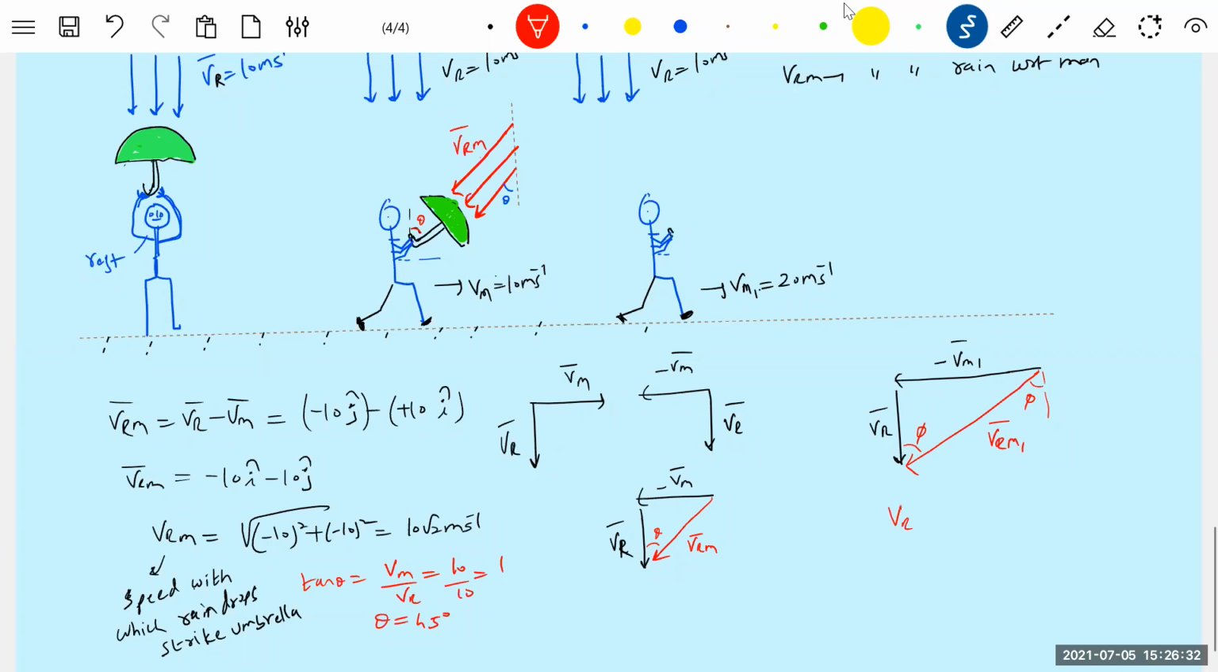First we'll calculate Vrm1 bar equal to Vr bar minus Vm1 bar. This is minus 10 j cap minus 20 i cap, or else I'll write it in one step.